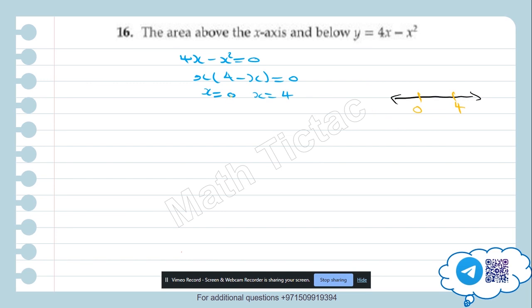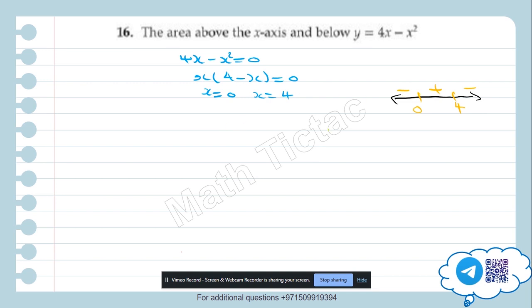I'll substitute the values. So in here, if we take, for example, minus 1. For minus 1, 4 minus minus 1, this is going to be a positive value. And minus 1 over here, it will be negative. Negative times positive, this is negative. Now, between them, I'll take 1. This is positive, and this is positive, so positive and here negative.